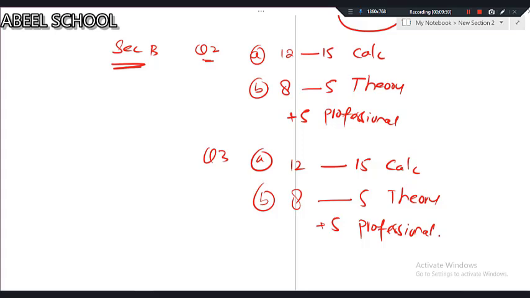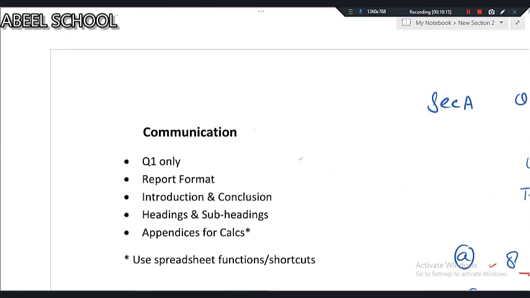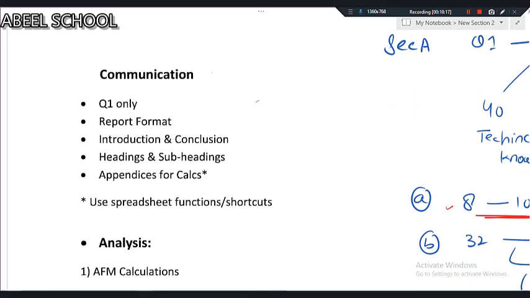Now the question is, how do we get 20 professional marks? Let us discuss that area. What are the components of getting 20 professional marks? The first is communication. This communication will give you at least 5 professional marks. And this communication area will come only in section A, question 1 only. How do you get these 5 communication marks?